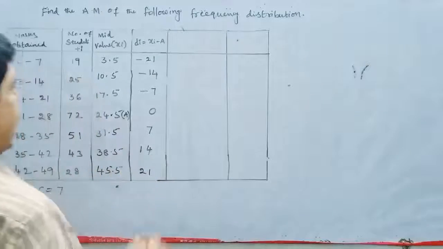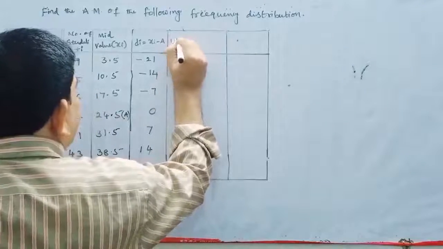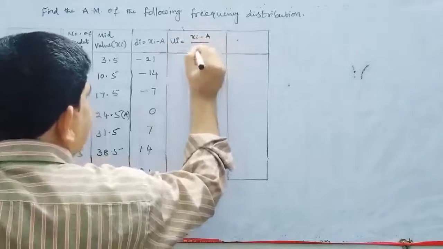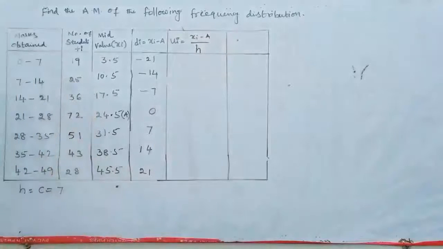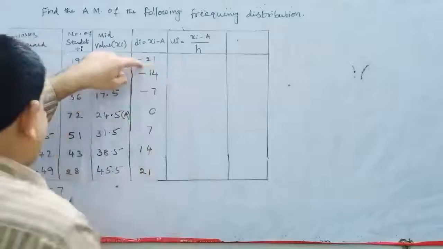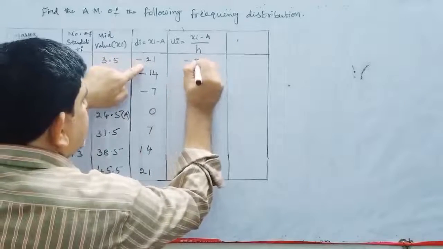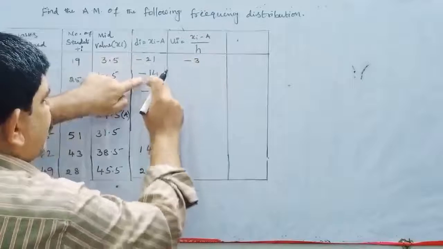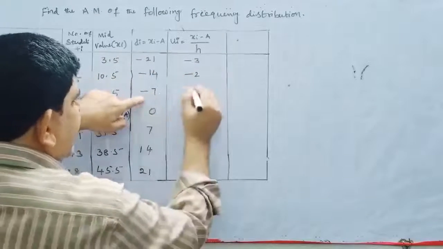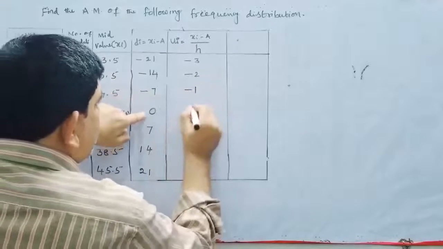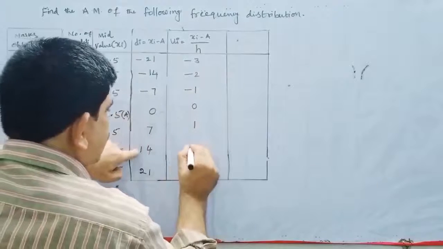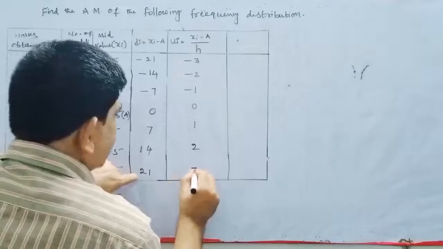Next one, ui. ui is equal to xi minus a by h. h is nothing but class interval, height of the class, 7. So minus 21 by 7, that is minus 3. Minus 14 by 7, minus 2. Minus 7 by 7, minus 1. 0 by 7, 0. 7 by 7, 1. 14 by 7, 2. 21 by 7, 3.